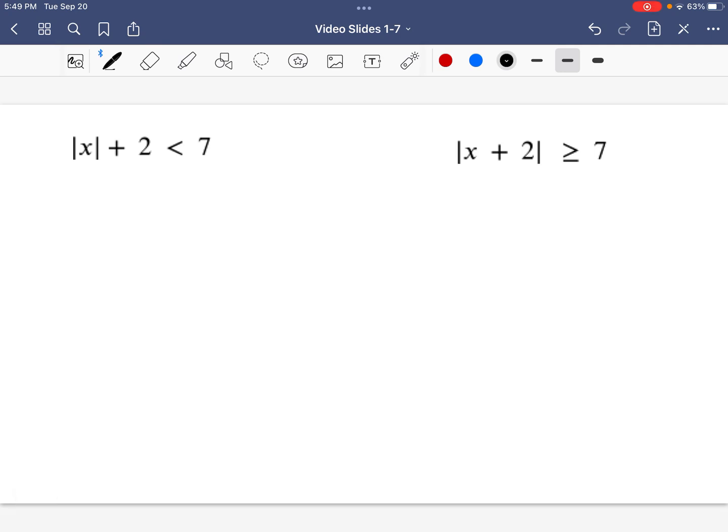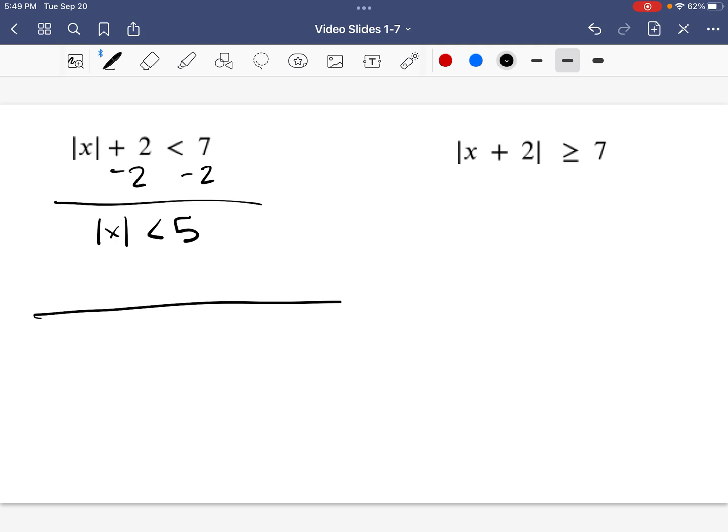Here we have a variable all by itself inside the absolute value. So I'm going to just get that term by itself. I'm going to subtract 2 from both sides, and I get absolute value of x less than 5. Well, how can I think about where the absolute value is going to be less than 5? So that means the distance from 0 has to be 1, 2, 3, 4, 5. Less than 5. It can't be at 5 because it's not inclusive.